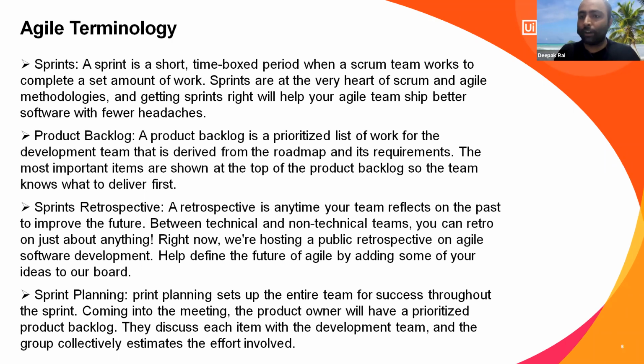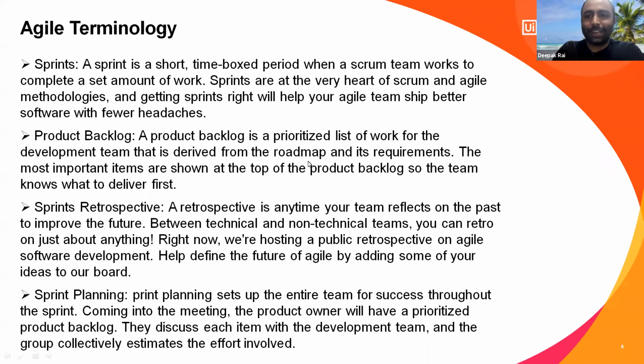Whatever they have fallen short on or missed, they correct in the next sprint by holding a sprint retrospective meeting. There, they discuss each and every loophole they missed in the previous sprint. So getting sprints right will help our agile team shape better software with fewer headaches.